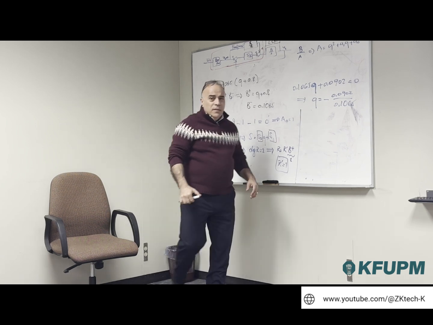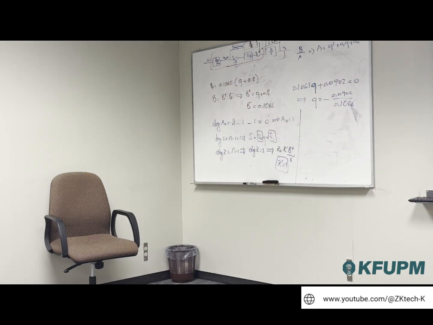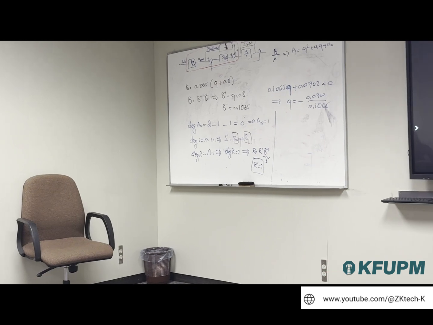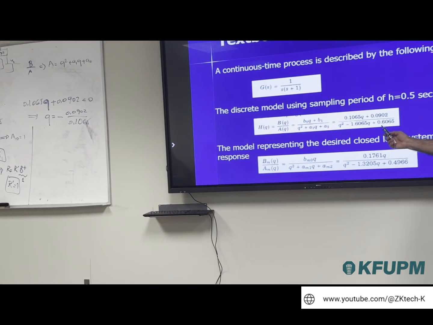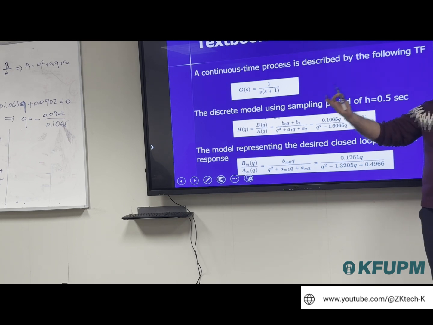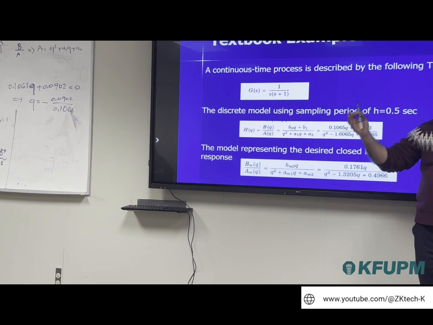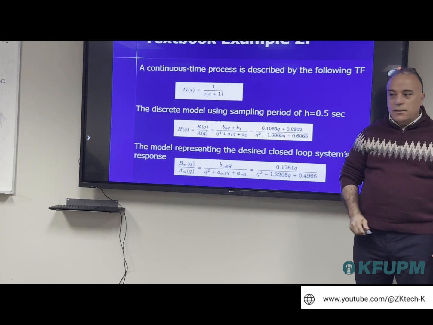What is A1? What's A0? Parameters that we have already, right? So A1 will be equal to minus 1.6065 and A0 is equal to 0.665. The reason why I call them A1 and A0 is that I don't want to repeat again every time 1.6, 1, 0.6, 0 and 1, etc.